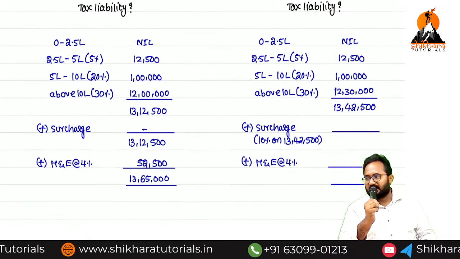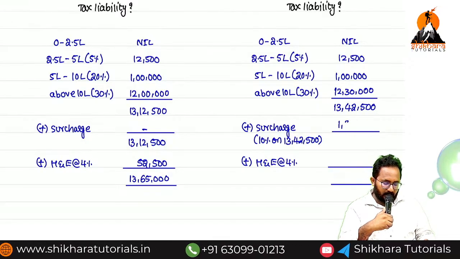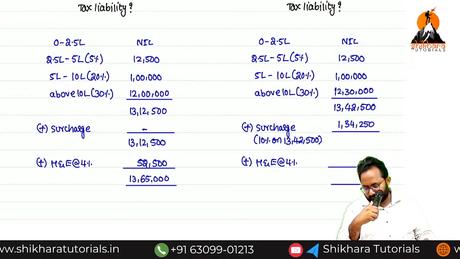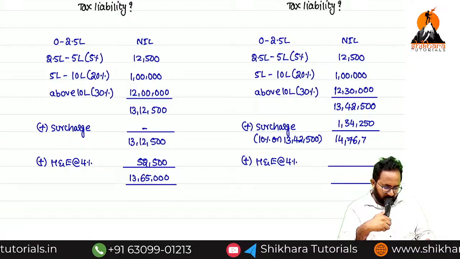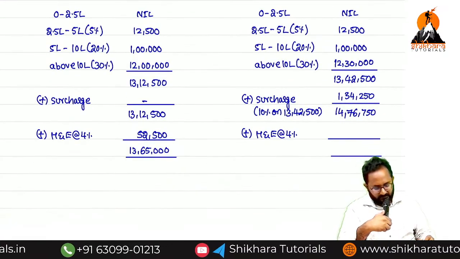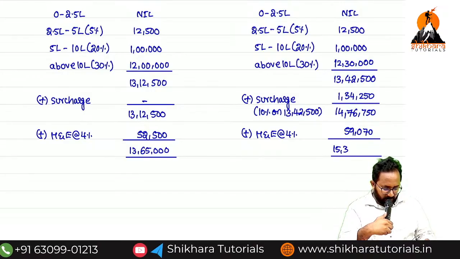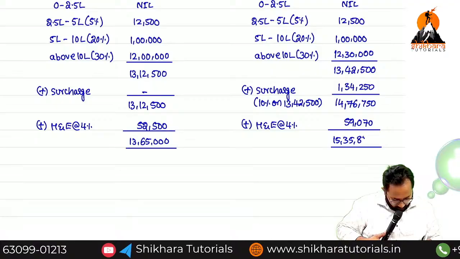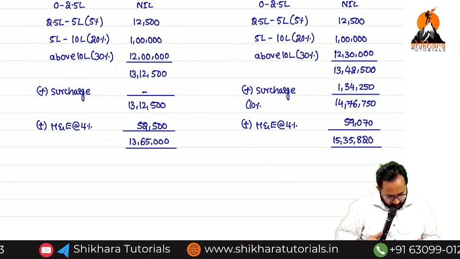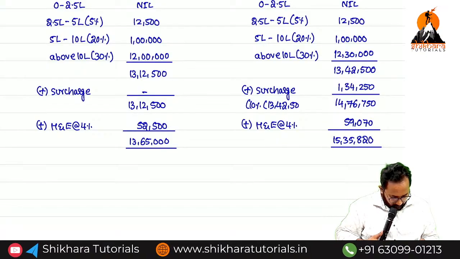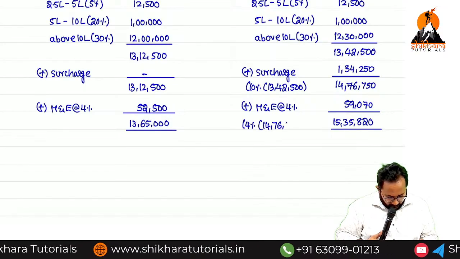Correct? The surcharge rate is 10%, which is required to be applied on income tax liability. How much? 1,34,250. Total 14,76,750. Yes, add health and education cess: 59,070. Total 15,35,820, right? Now, here 4% is applied on what? 14,76,750.